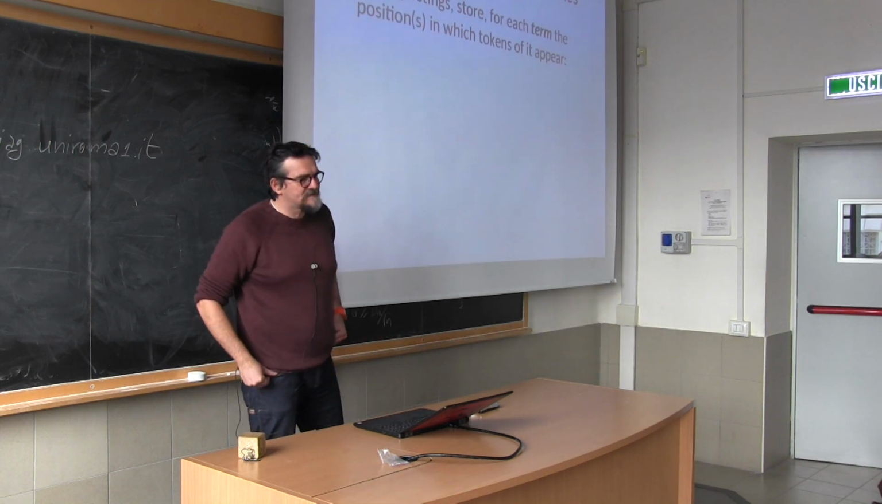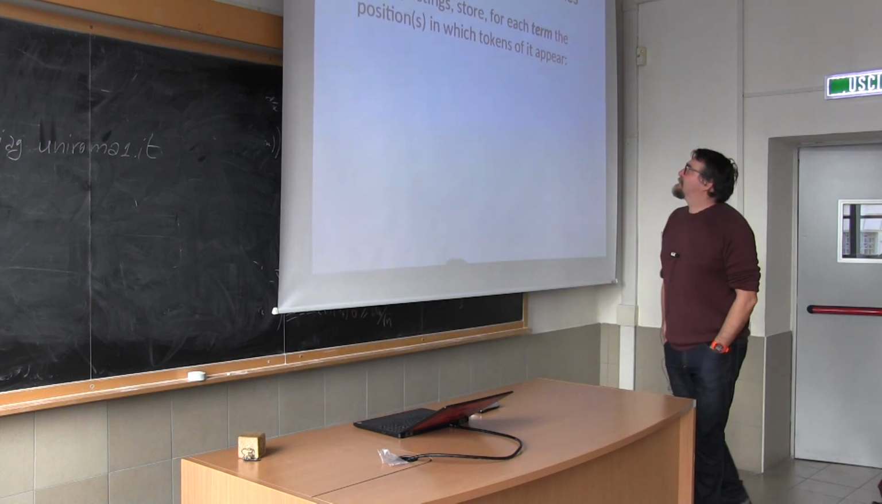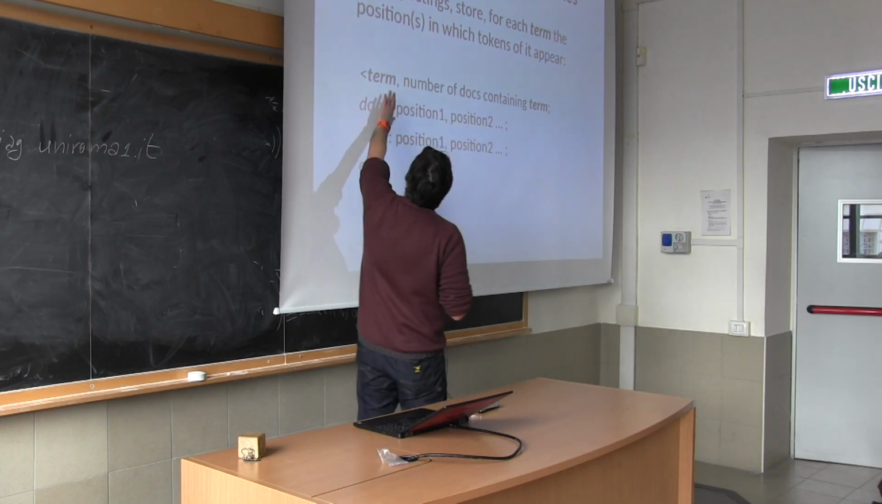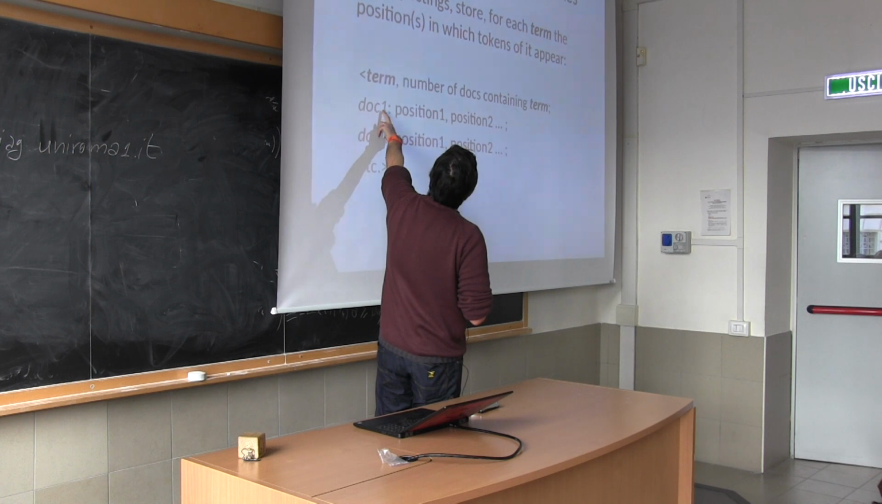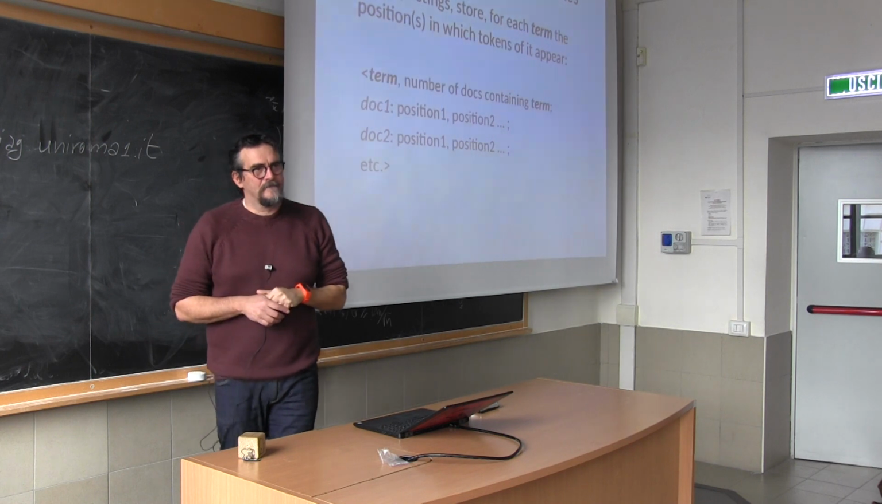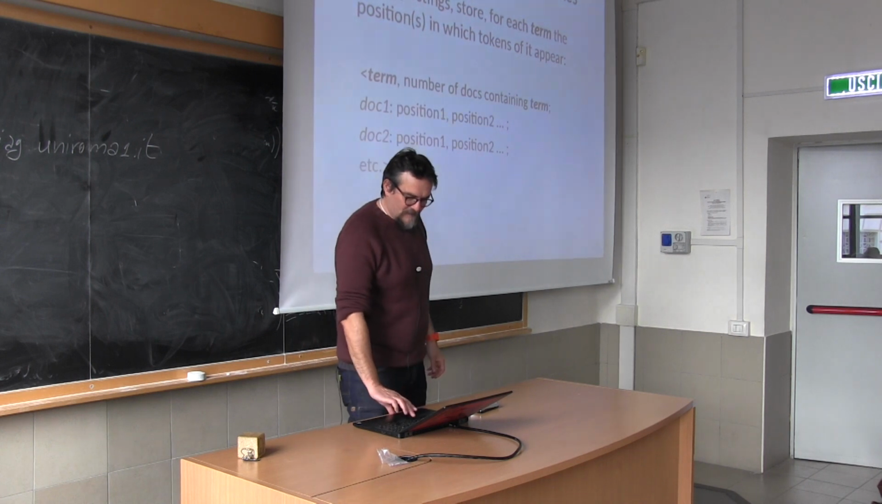Okay, one solution is what is called a positional index. So what you do for each term, not only you store the frequency, not only the document, but also the position in the document. Okay? So you come up with something like this. You have the term, the documents, and then for each document you have the position of that term in that document. Okay? That seems to be a pretty reasonable solution.